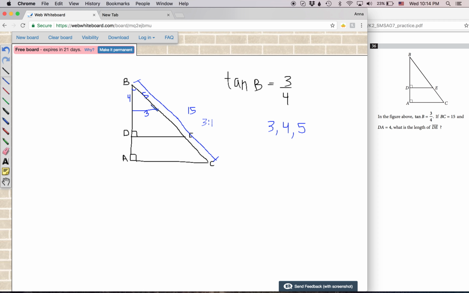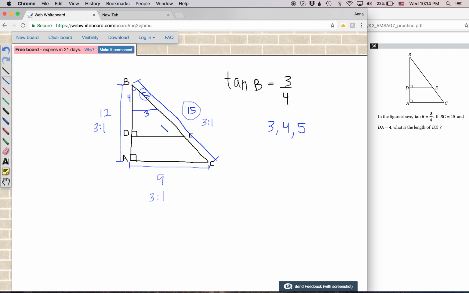So then we start to ask ourselves, what do we then know about the other sides of the big triangle? Well, if the 15 comes from 3 times 5, then what must this whole piece be based on 4? Well, it must be 12 because it also must have a 3:1 ratio. Yes? And then what must this piece be down here? Must be a 3:1 ratio of that 3. Well, it must be 9, right? 3:1.